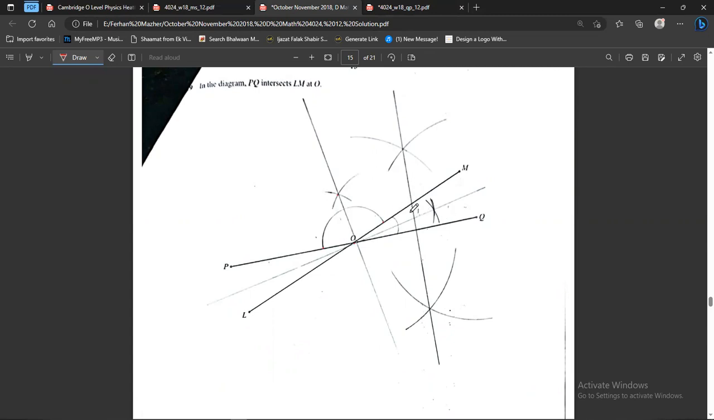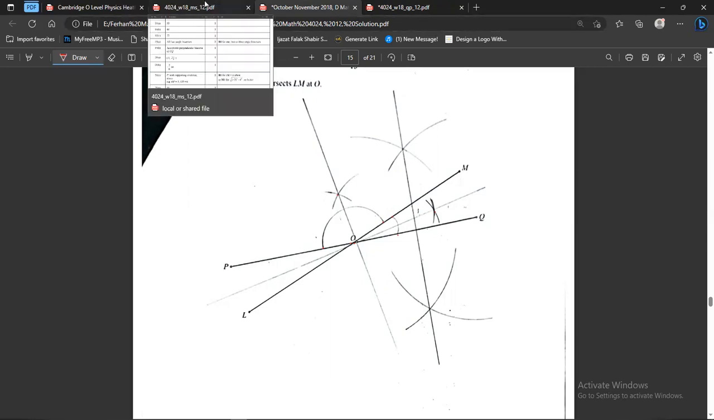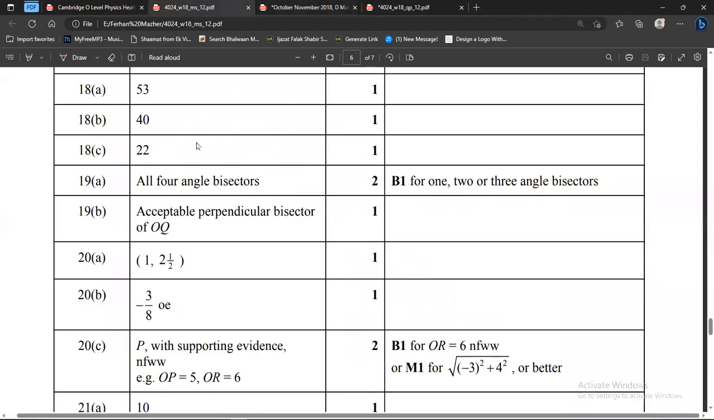Then I will bisect this angle. I will draw the arc here. Then I will place my compass here and draw the arc here. Then I will place my compass here and draw this arc. Then I will join this point with O and draw this line. This is the angle bisector. So these are the two angle bisectors which are dividing the angles formed between the two intersecting lines, and they represent the equidistant points from the line PQ and the line LM.